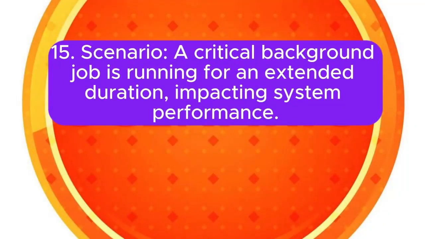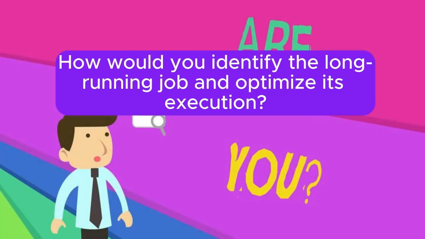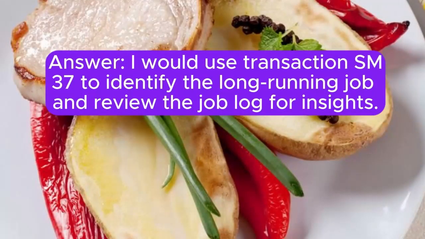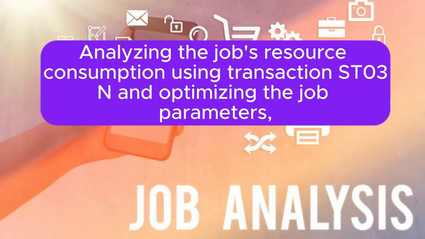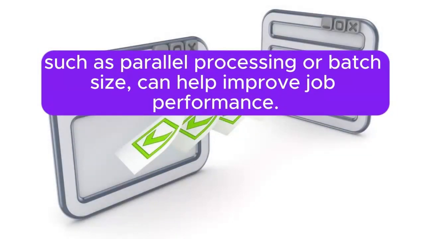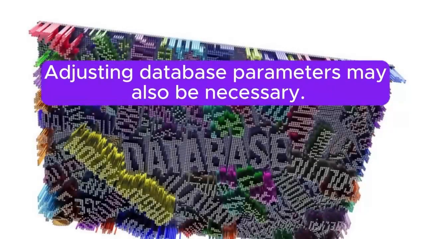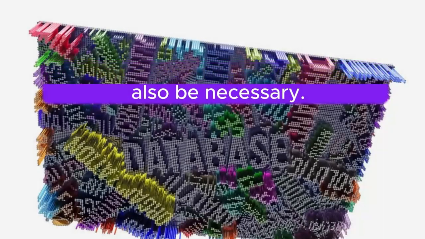15. Scenario: a critical background job is running for an extended duration, impacting system performance. How would you identify the long-running job and optimize its execution? Answer: I would use transaction SM37 to identify the long-running job and review the job log for insights. Analyzing the job's resource consumption using transaction ST03N and optimizing the job parameters, such as parallel processing or batch size, can help improve job performance. Adjusting database parameters may also be necessary.